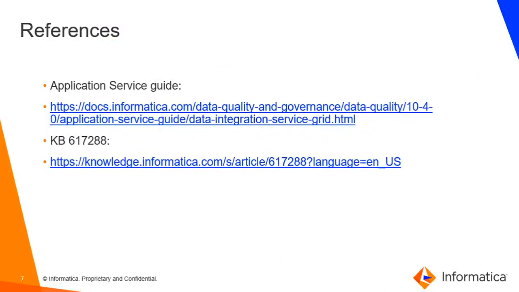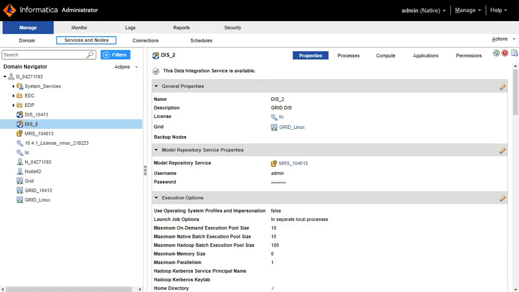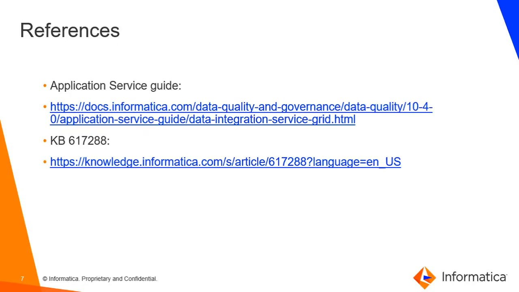Here are a few reference links to the documentation. You can refer the application service guide. So in this way, we can configure data integration service to run on grid. You can see that DIS is up and running. Attached are the few references. You can refer the application service guide, which has all the details on the configuration, or you can also refer the KB, which has detailed screenshots on this configuration.